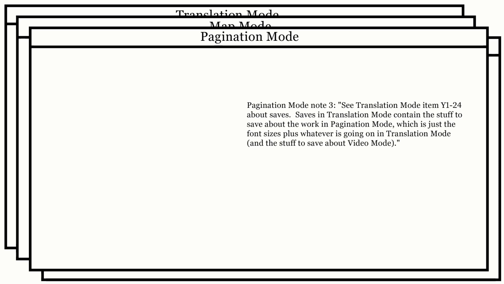That's not quite right. The stuff to save about pagination mode includes the font sizes plus the settings about whether pronunciation is shown or hidden, whether gloss is shown or hidden, whether 2 or 1 or 0 translations are shown or hidden, and maybe I forgot some other things. In any case, whatever there is to save about the work in pagination mode saves in translation mode with the extension AGT, Autoglosser Translation, where those are saved along with all the stuff to save about translation mode works. Revise item 1-24 accordingly when I talked about translation mode saves.